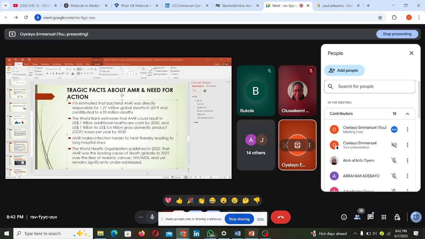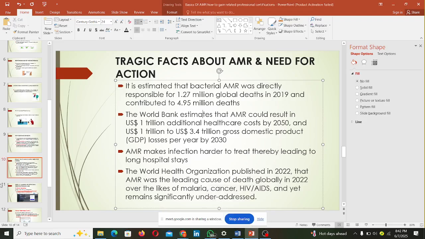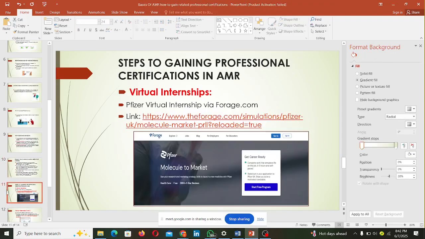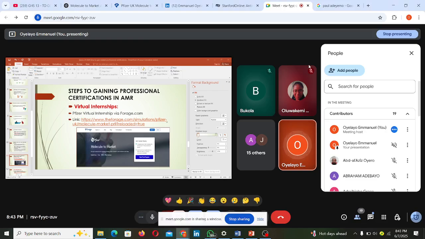So now, going to how we can gain professional certifications in antimicrobial resistance. These are the steps. The first one that I know of is virtual internships. There are internships that you can take virtually, and there's a company known as Pfizer. I don't know if you know about it. It's a big biotechnology company. You can type it on Google. It's a large company. I think it's in Sweden or so. I guess so. Yeah, it's a big biopharmaceutical company.